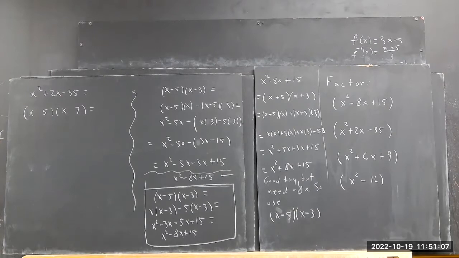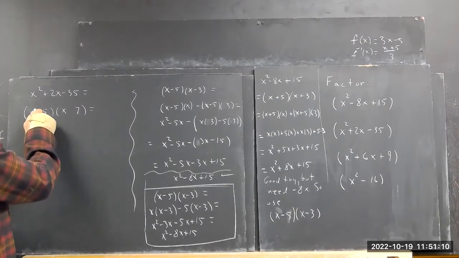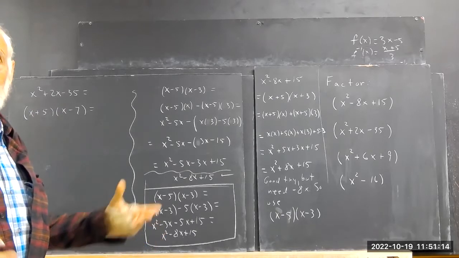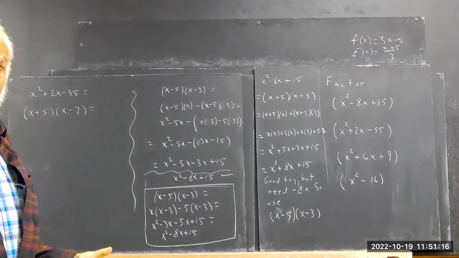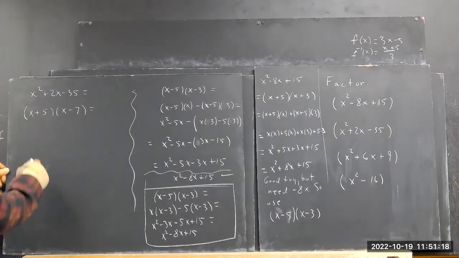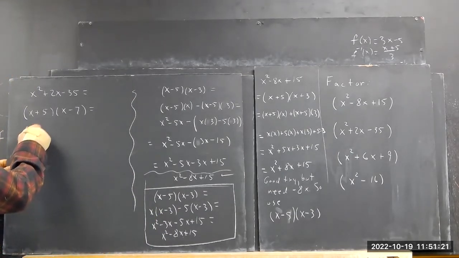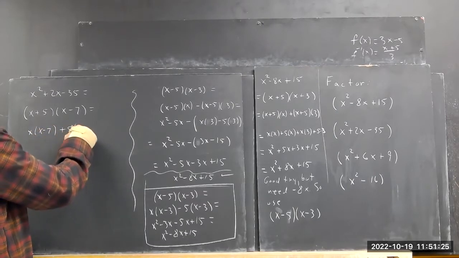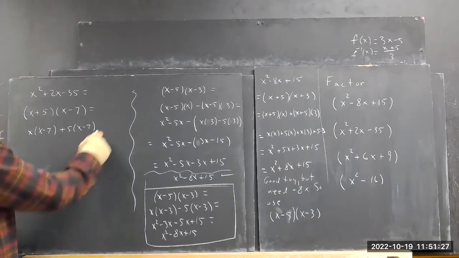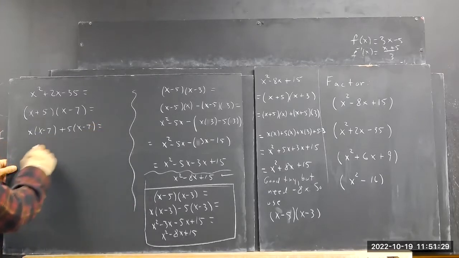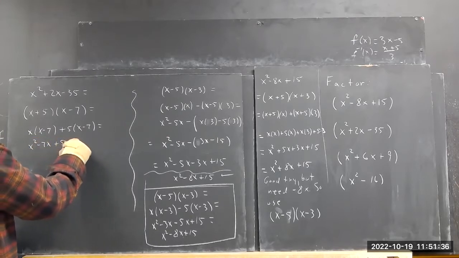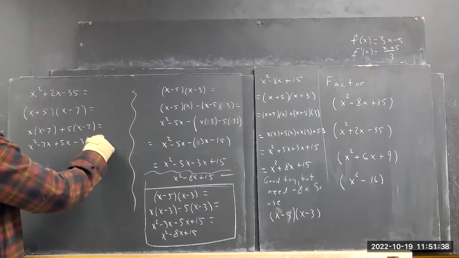And let's just make it x plus 5 times x minus 7. It's not going to be right, but we could easily make that choice. Okay. That then equals x times x minus 7 plus 5 times x minus 7. And we multiply that out and we get x squared minus 7x plus 5x minus 35.